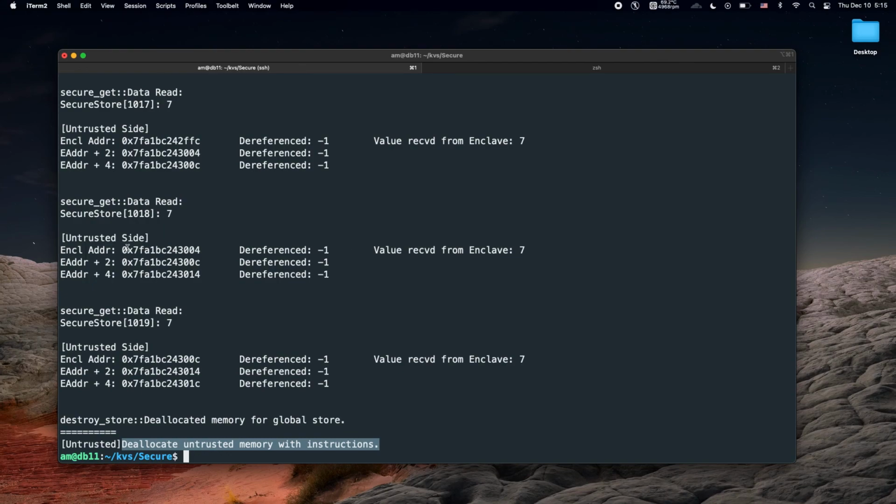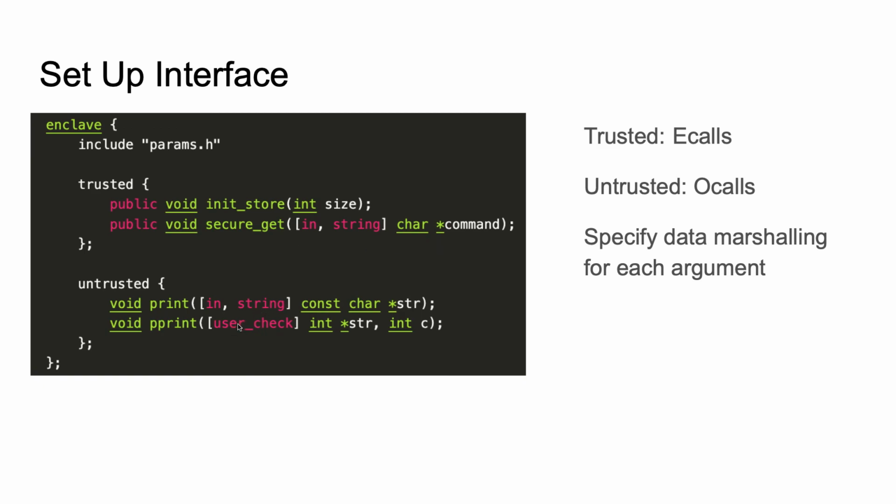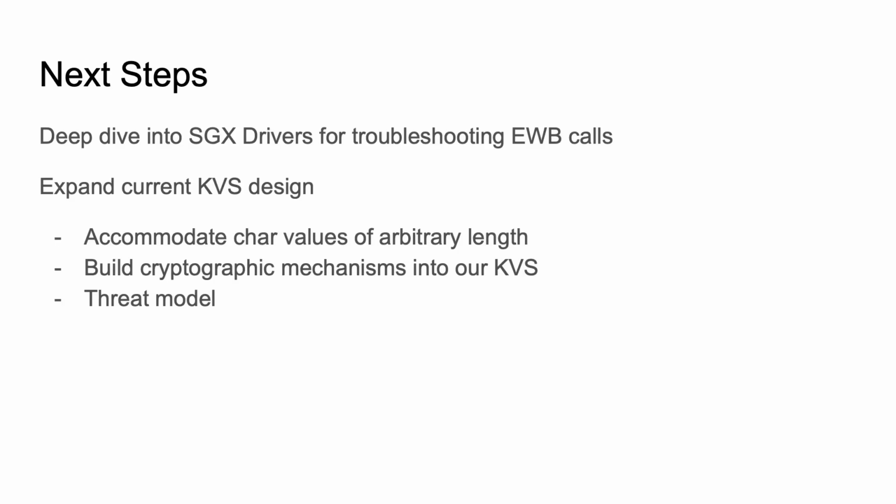Also, you cannot just typically send this out. We had to set this up as a user check in the EDL file. Your usual data marshalling will require a size if you're going to pass in pointers, because this needs to go out as a pointer. But if you do not want to give a size, then here you have to put it up as a user check.